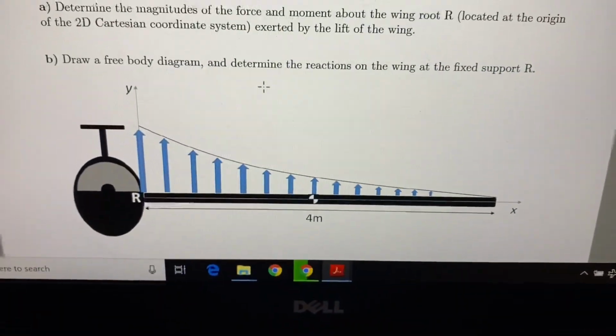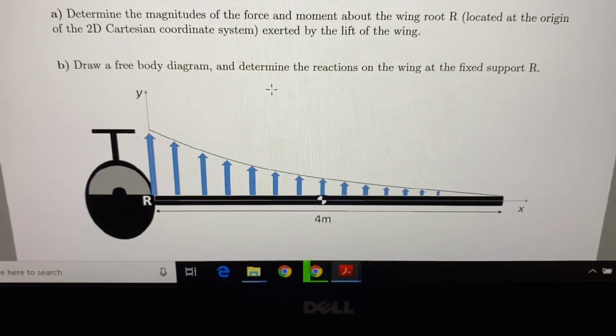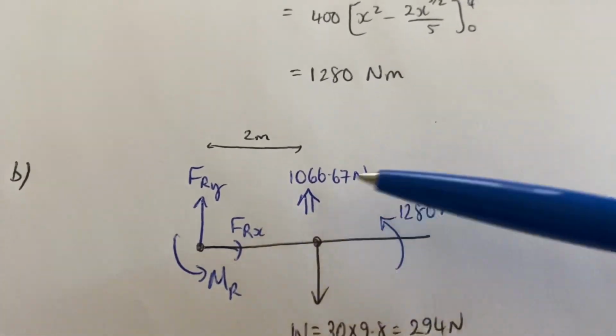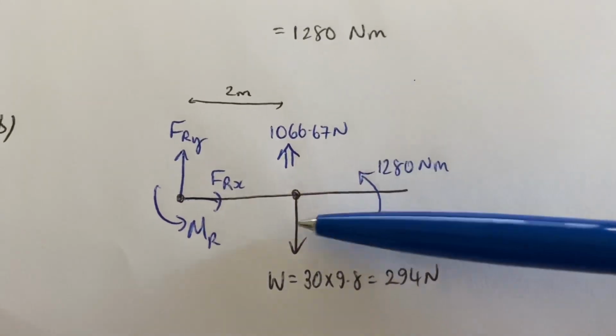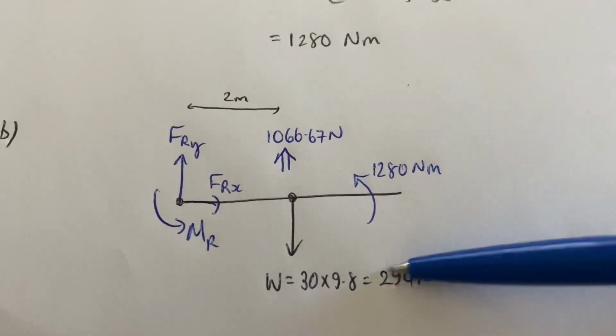We don't know the x-coordinate of the centroid because we haven't calculated it. We don't need to calculate it, we just need to know the magnitude of it. So that's why I haven't drawn it on a specific place on the wing. We also have the weight vector, which I've calculated here.